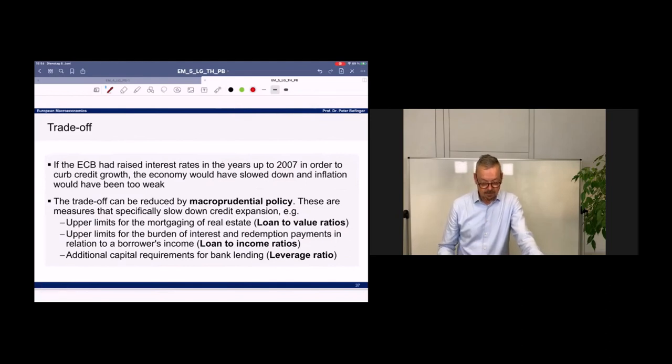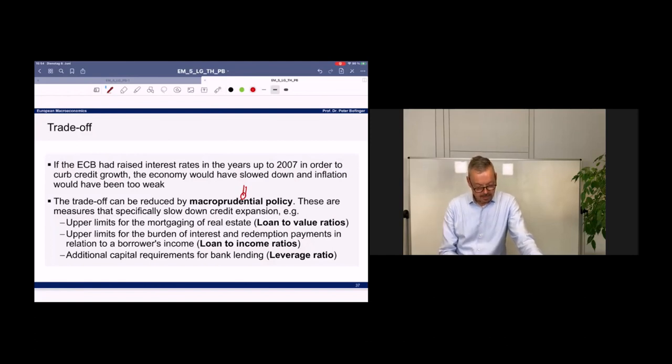And so one of the additional instruments that we now have at our disposal are instruments of macroprudential policy. They mean that the ECB must not necessarily raise interest rates if you see a credit boom and a housing boom. These are macroprudential policy means: very specific instruments which aim at reducing the risks in the housing market, in mortgage lending.